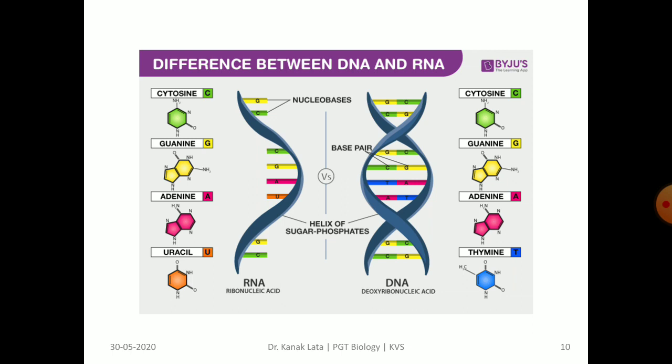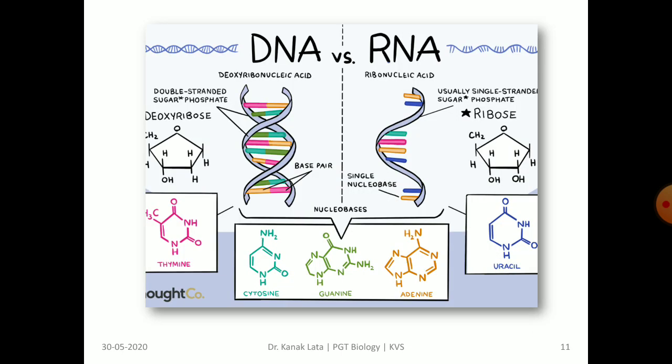These are the figures showing differences between RNA and DNA. You may find the differences in the type of sugar, type of bases present, and single stranded in RNA and double stranded in DNA. This is also about the DNA versus RNA.